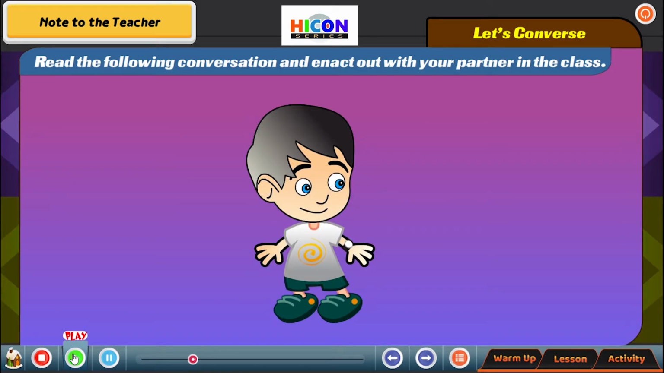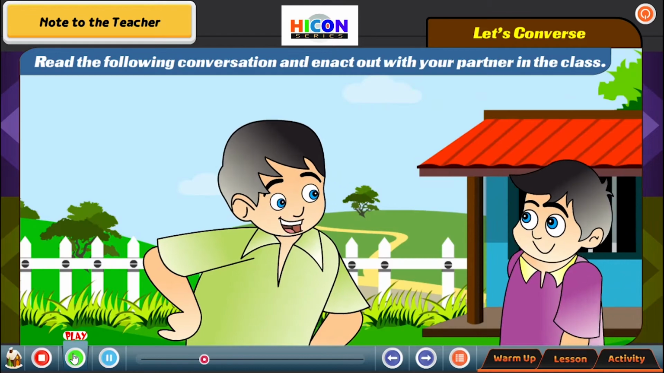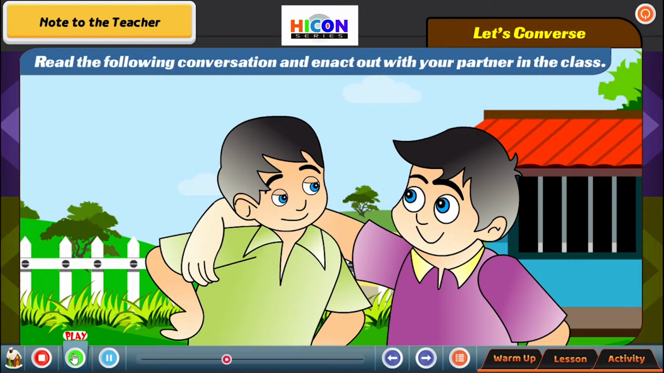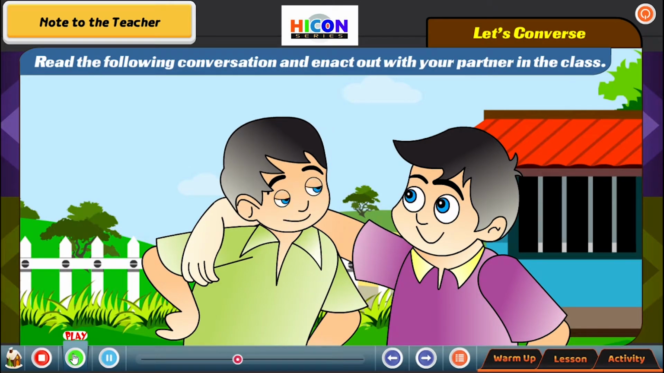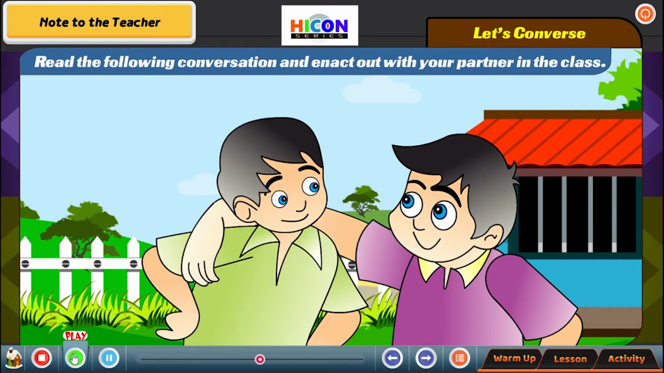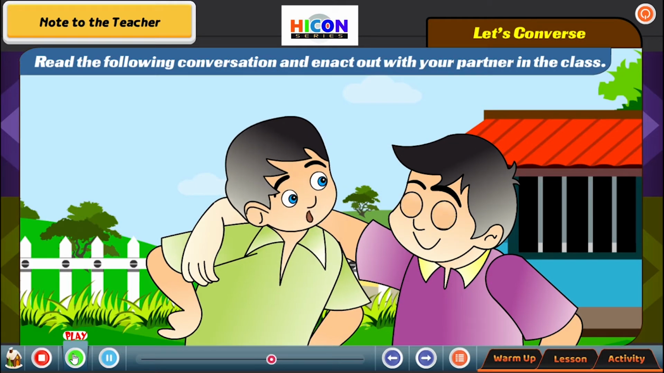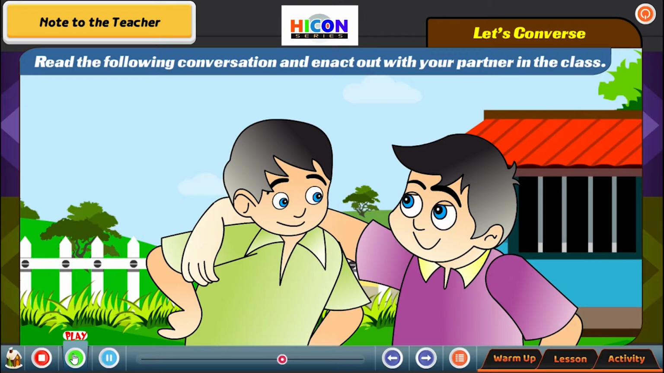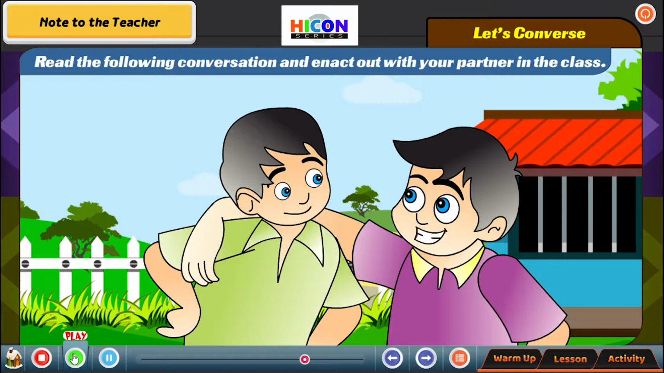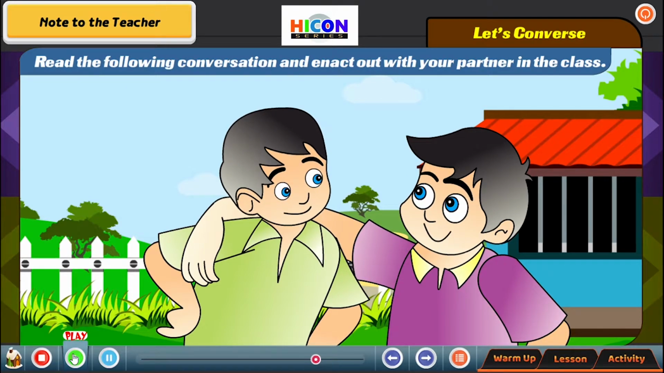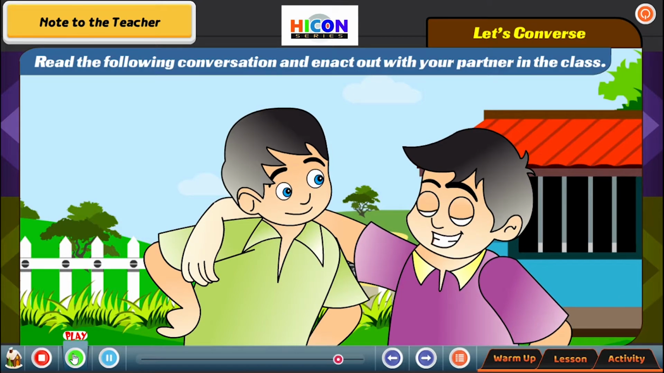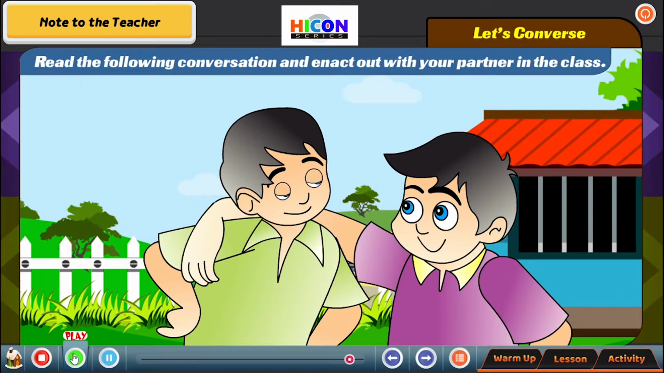Ashok, Pavan. Where are you going, Pavan? I am going to the market. Why are you going? I'm going to the market to buy medicine for my mom. Why don't you buy medicines from Blessings? They send medicines to your house. Really? I never knew that. Now I will ask my father to get medicines from Blessings only.